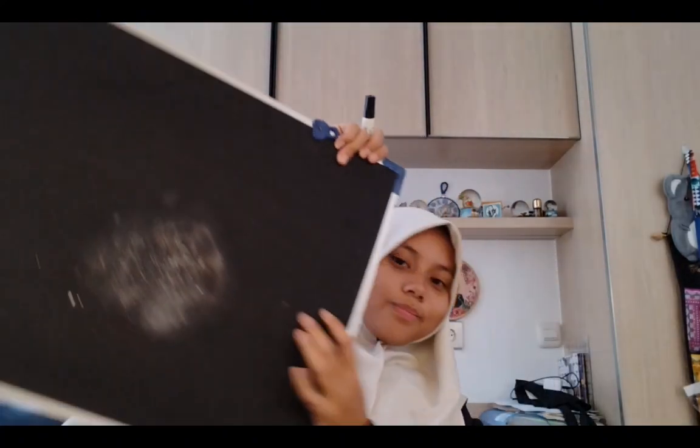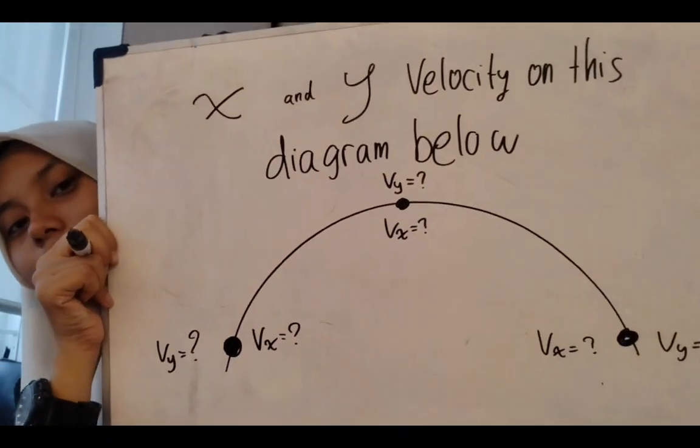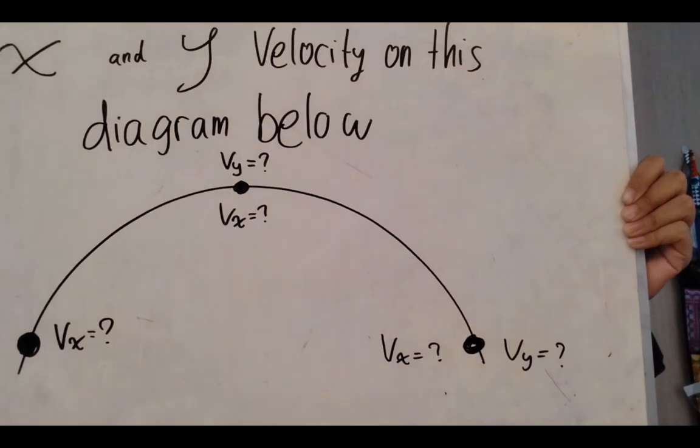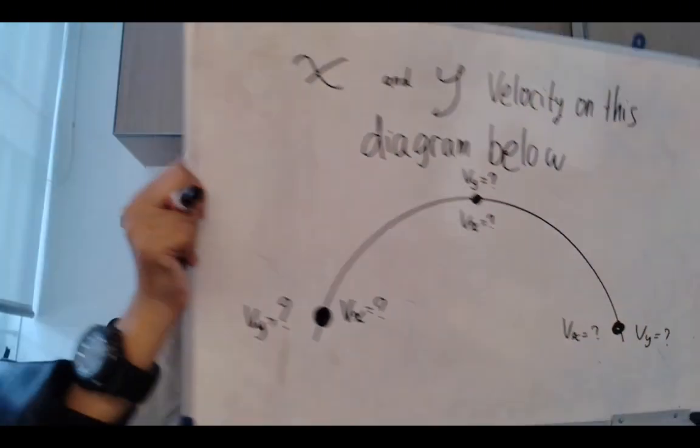Now, that was all about projectile motion. But before I close the video, let's do some elicitation. The first question is, can you tell me about the x and y velocity on this diagram below? You can state whether the velocity is 0 or negative, etc.